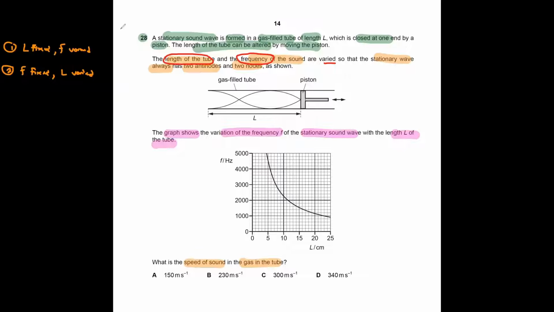The current one that you're having is L and f varied at the same time, eventually giving you a graph that looks like this. This is the frequency and the length that they use that gave you a stationary wave that always has two antinodes and two nodes. So from here you're supposed to determine the speed of the sound inside the gas.